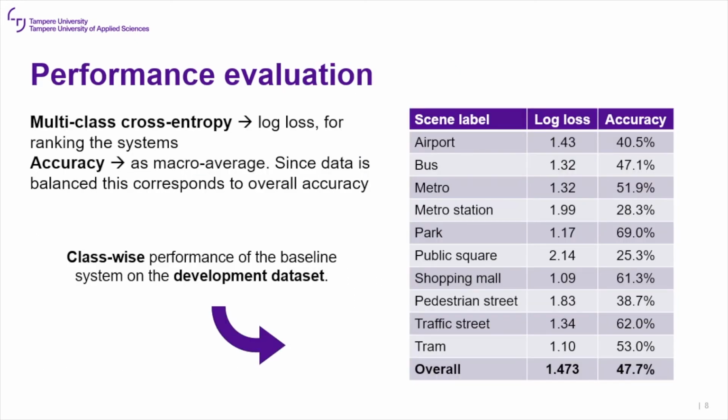The system performance evaluation is done using multi-class cross-entropy and accuracy, where accuracy is calculated macro-average, meaning the average of the class-wise performance for each metric, but because the data is balanced, this is equal to the overall accuracy. Multi-class cross-entropy is used for ranking the systems, in order to create a ranking independent of the operating point. Accuracy values are provided for comparison with the methods evaluated in previous years. The table shows the class-wise performance of the baseline system on the development dataset.